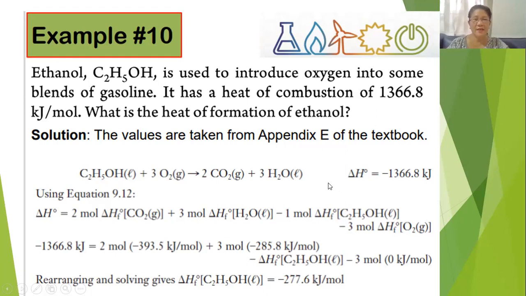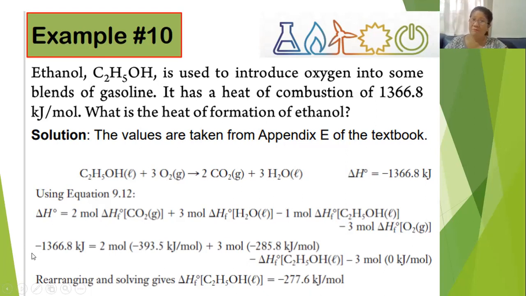Okay. And its delta H formation is given as negative 1,366.8. Ang pangitaon ni mo is ang ethanol. Diba? So itong formula, that is delta H of formation is equal to the summation of the delta H in the product minus the delta H in the reactant. So that is 2 moles of the delta H of carbon dioxide, 3 moles for the delta H formation of water, minus 1 mole, we don't know yet the delta H formation of ethanol. Okay. So, as I have said, kani zero ni siya.